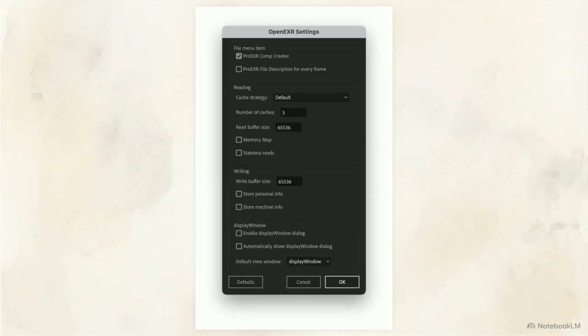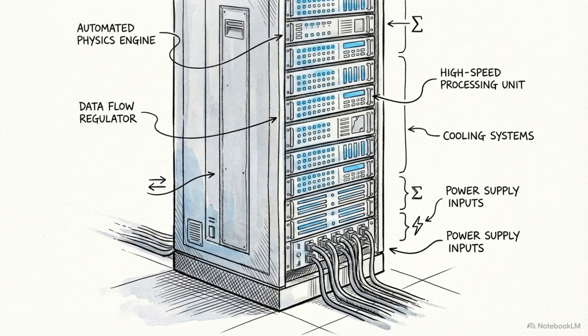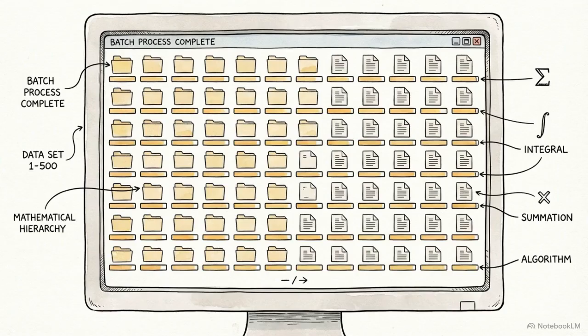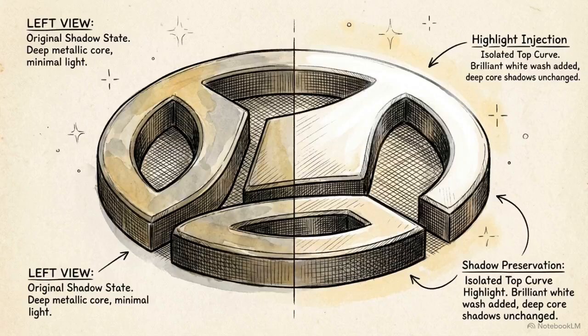This menu shows the OpenEXR cache settings we use to make this possible. Optimizing the cache strategy and read buffer size allows the script to read these massive files and build the additive equation stack in just a few seconds. Automating the physics of light shifts the technical burden to the system, allowing the workflow to scale with the complexity of the data.